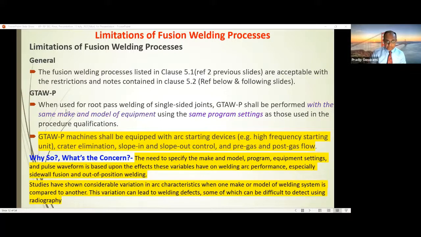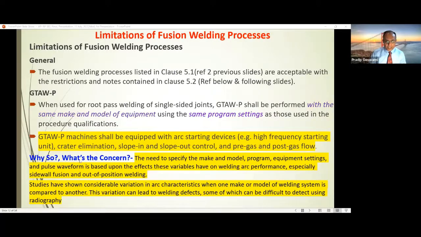And some of them are very specific. For GTAW pulse, what it says is that for root pass welding on a single-sided joint, GTAW pulse shall be performed with the same make and same model of equipment using the same program setting as used in the procedure qualification. And GTAW machines shall be equipped with an arc starting device. And you can see that there are various features which are required to be built into these machines.